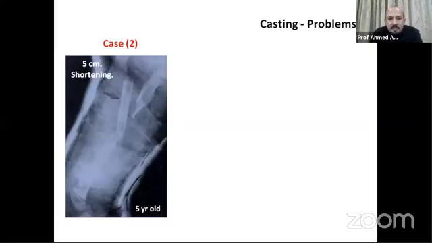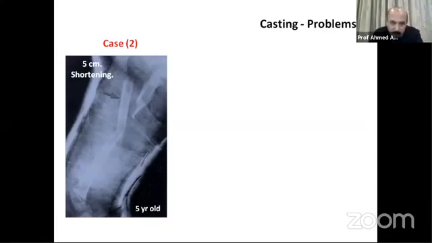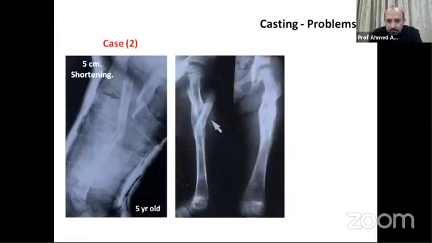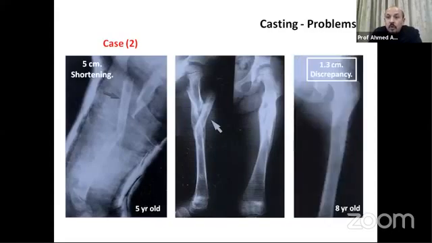For the second case, please, your voting result. 80% of the attendees see it's operative, needs operative fixation or reduction. 20% see it's conservative. Okay, we have operative and we have conservative also. This is a patient after 1.5 years. This is a patient after 3 years, but with only 1.3 centimeters shortening. And another hint from the patient, he didn't use any shoe lift. Take this in consideration again, please.